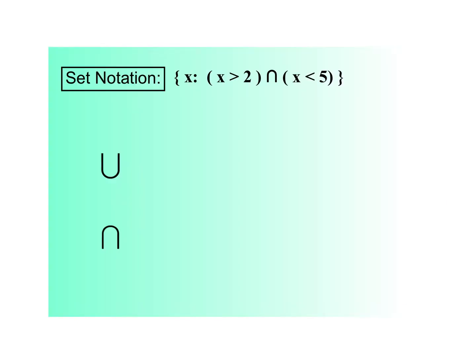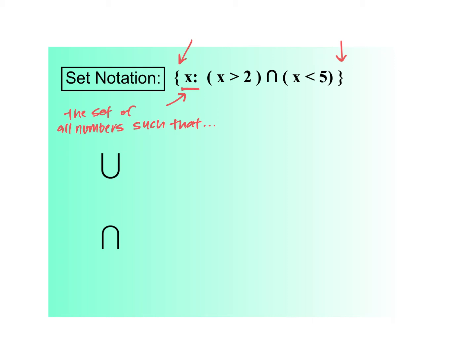Here's what set notation looks like. We have some curly brackets at the beginning and the end of that set. At the beginning, we have x and a colon. We read that as the set of all numbers such that. What comes after the colon then is the rule for what types of numbers belong in that set.